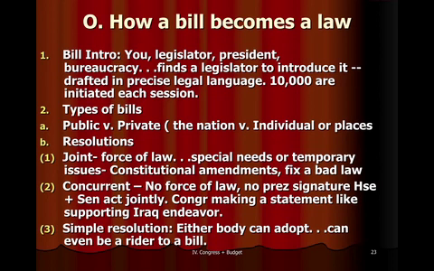You also have simple resolutions. Either body can adopt these, and sometimes these simple resolutions just become riders to bills, so they just get added to another bill that's there. Or it's just a simple resolution. It has no force of law, but it's just passed by one house or the other.